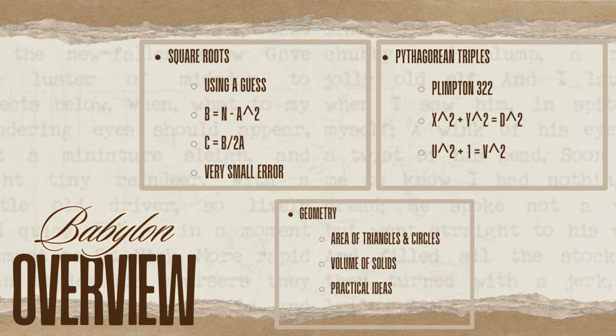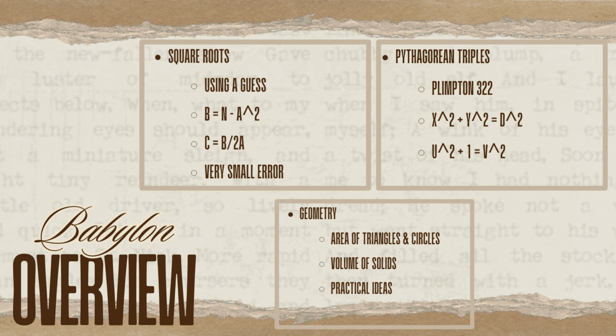And then onto the Babylonians, they came up with the idea of square roots. You made a guess. You used the 2 formulas you see there, and you were trying to find the c, which was the very small error, to come up with the square root, and you would use the guess to find that. Then the Pythagorean triples, the Plimpton 322 tablet, I call it a table, is what they used to come up with those triples. They used x squared plus y squared equals d squared, and then they used the u and the v to find those.